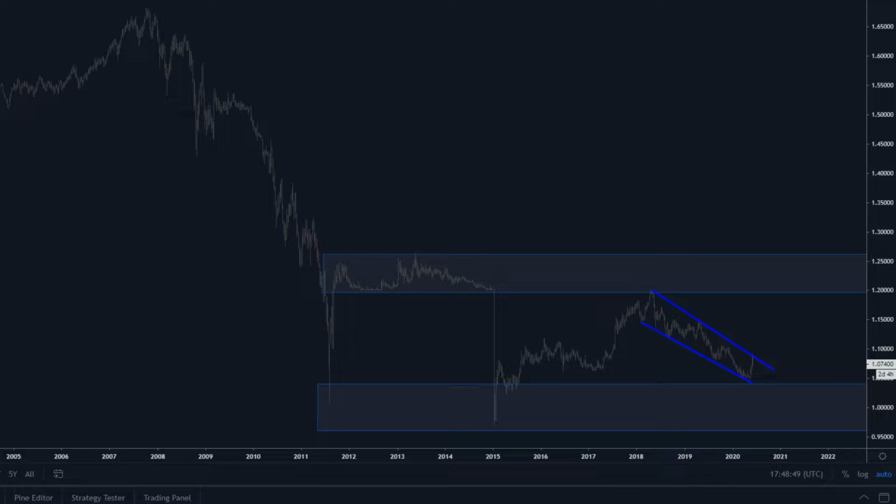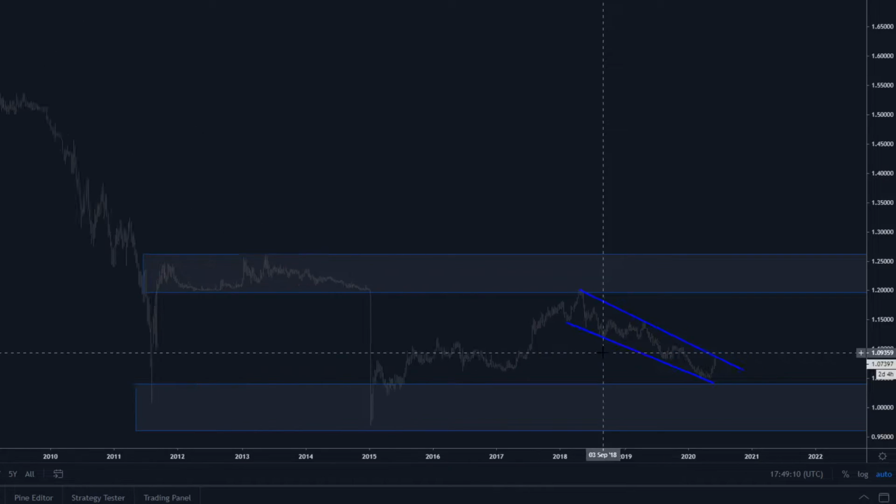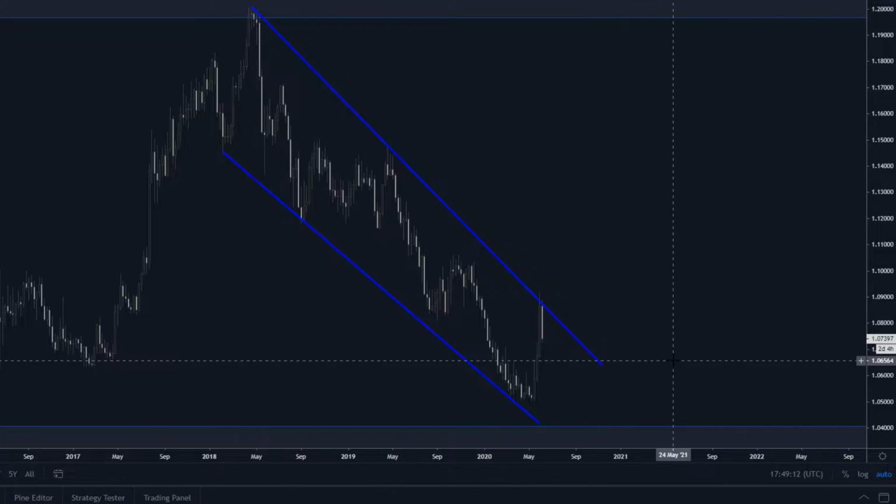We're going to do a top-down analysis starting from the weekly and going to the daily and then the 4-hour, and then go into a smaller time frame to time the entry. So what I'm seeing here is that the pair has been in a range since mid 2011 up to now, and it's trading between these levels. But right now, if we zoom in a bit, we can see that we're clearly in a downtrend.